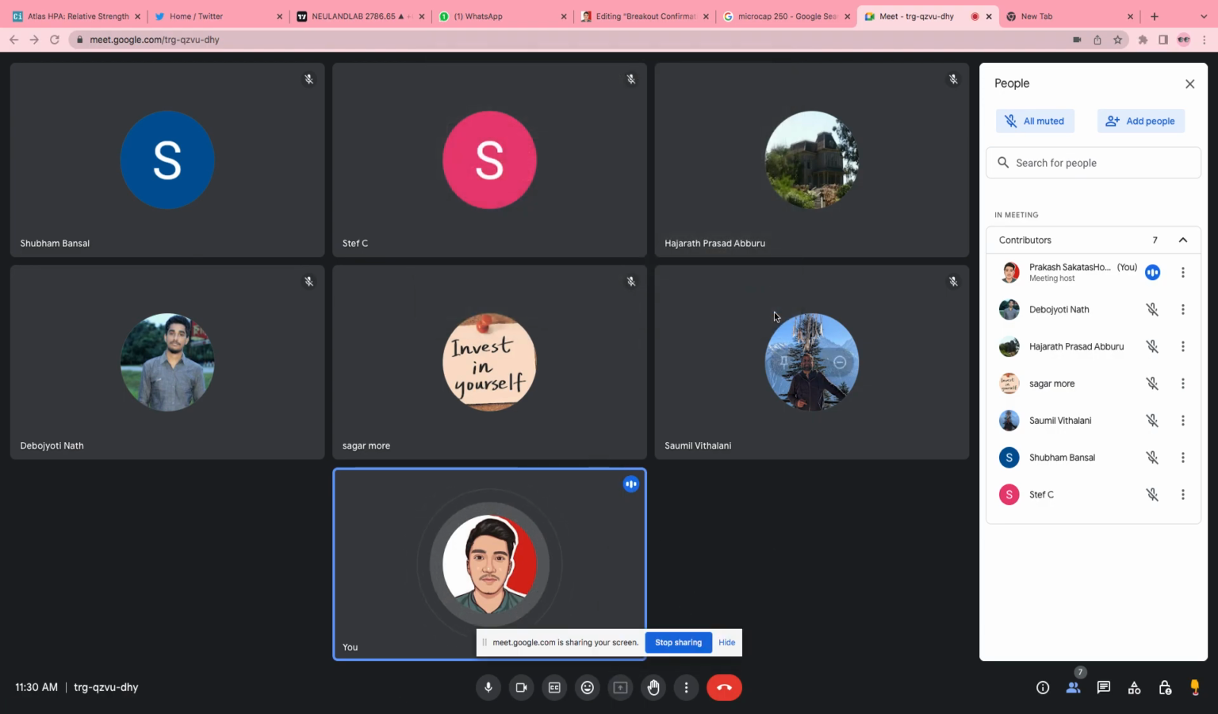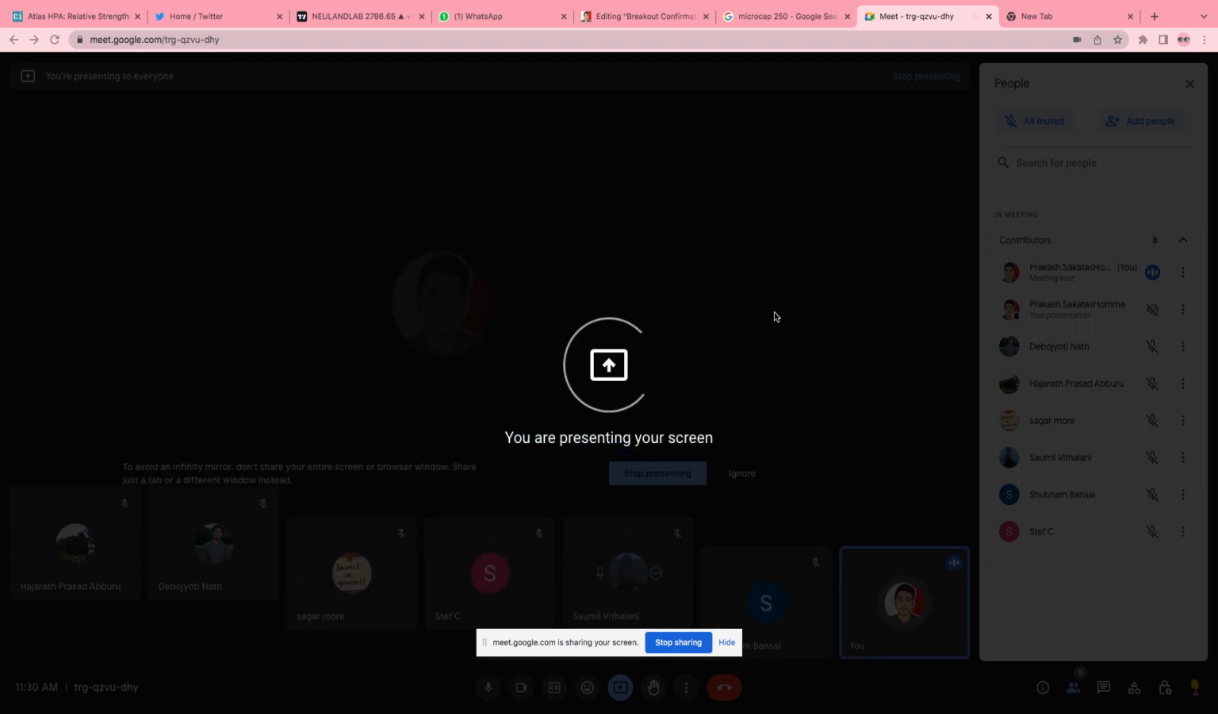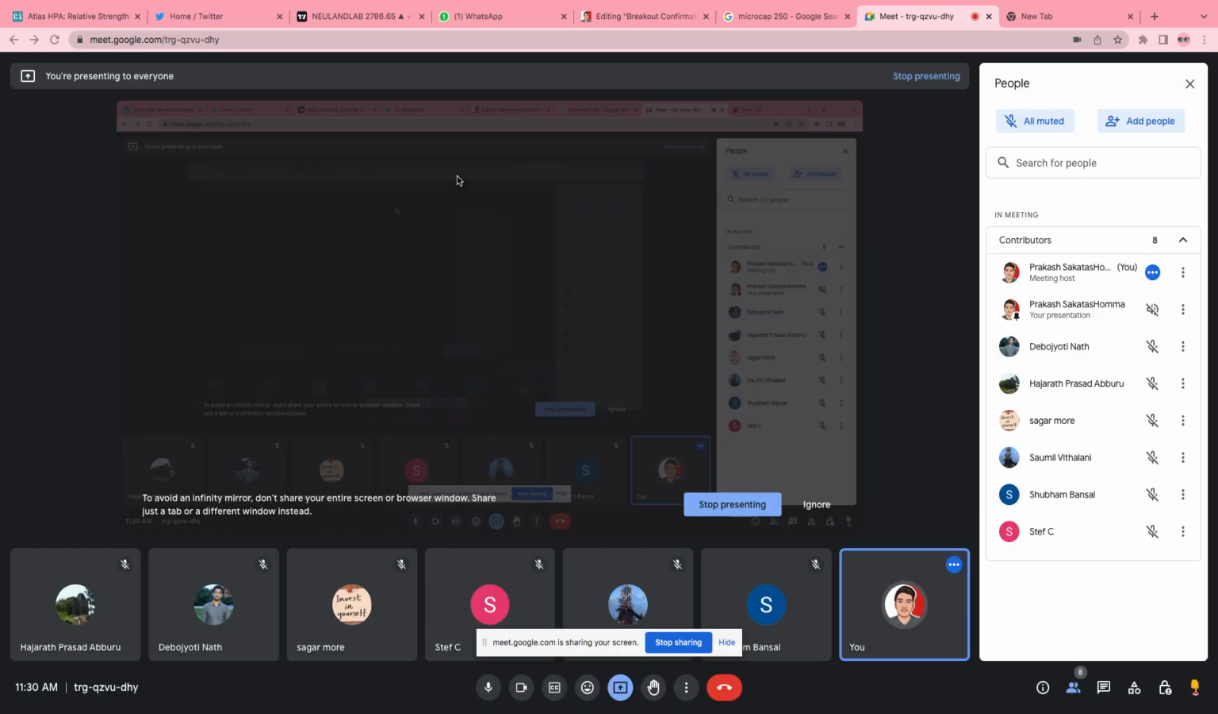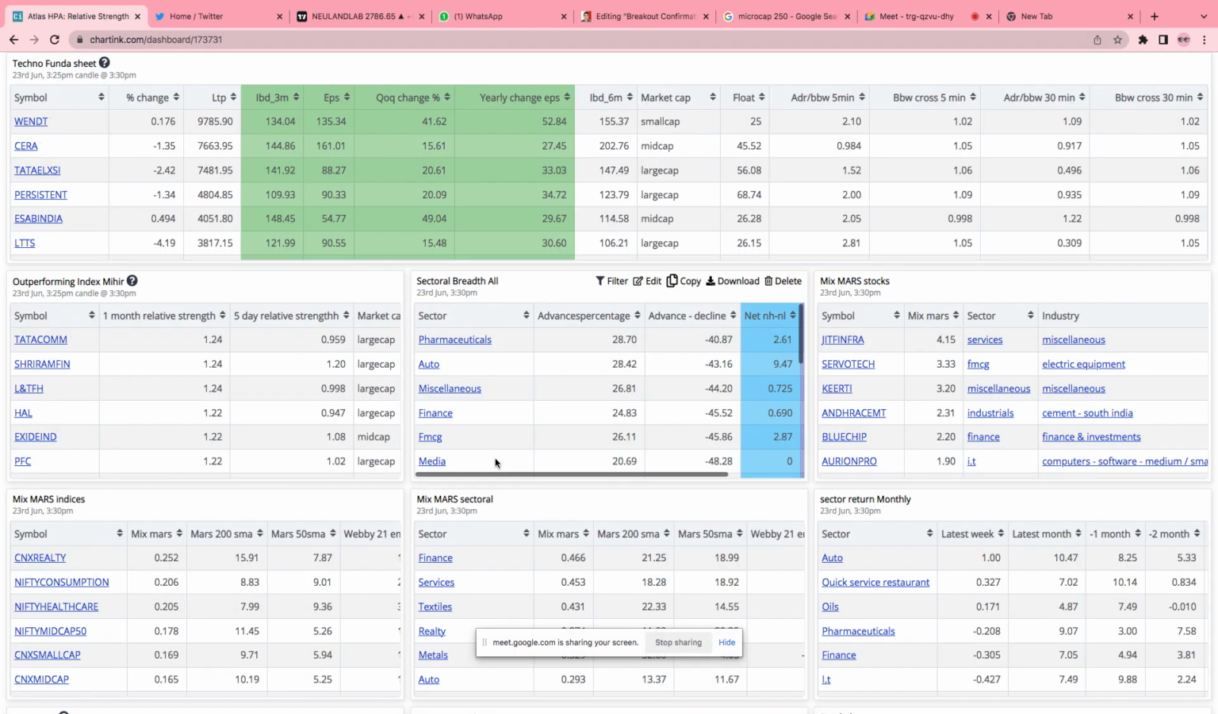So first of all, what I wanted to discuss today is I have made an all-encompassing relative strength and breadth scanner, not scanner, but a dashboard. So today it's explaining what the dashboard is and how we can use it and all those things, okay.